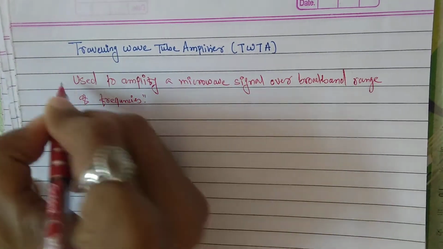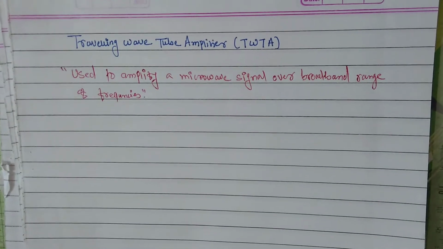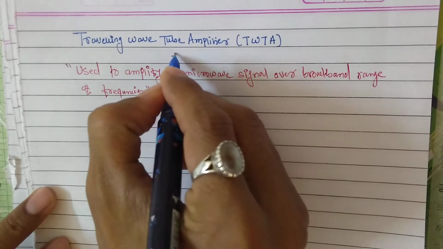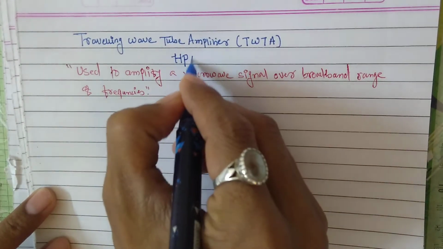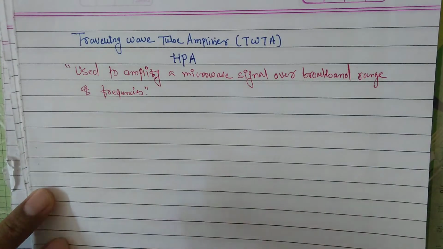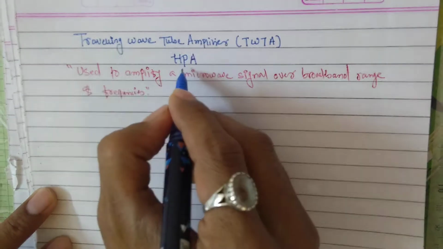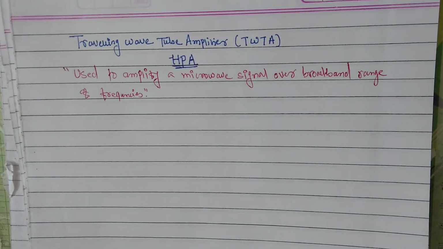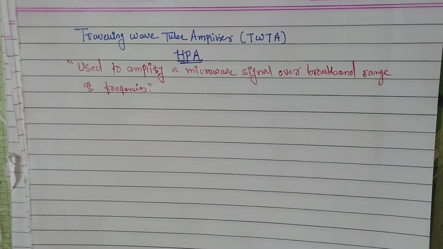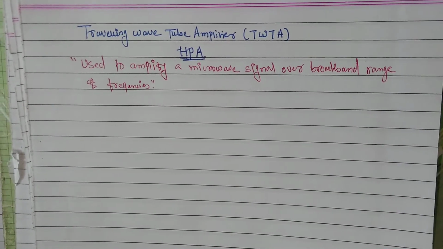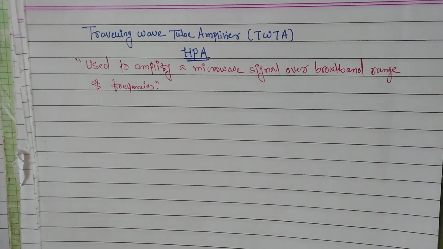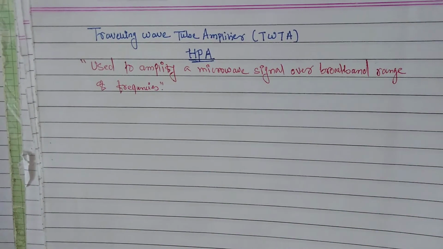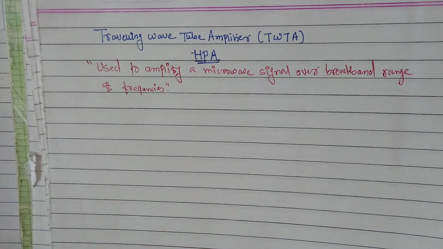Because of its broadband performance, these traveling wave tube amplifiers are generally used as the last block of amplifiers in satellites, that is, the high power amplifier. So most of the satellites use traveling wave tubes as the high power amplifier. Now we will try to understand how broadband operation can be achieved and what is the importance of this traveling wave tube amplifier.